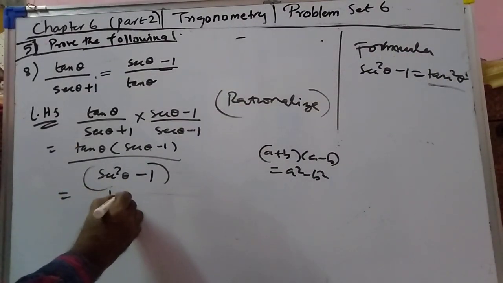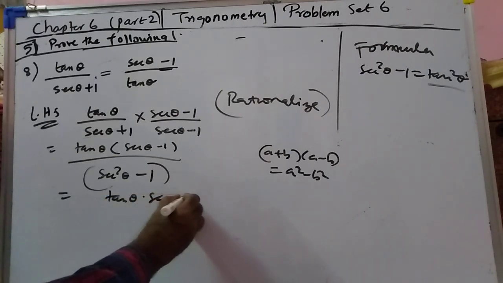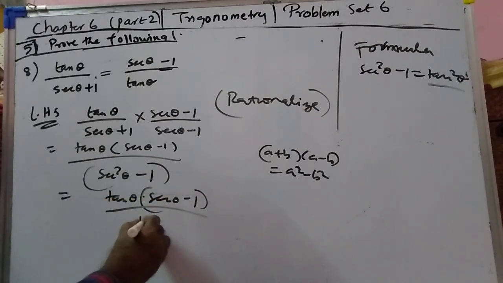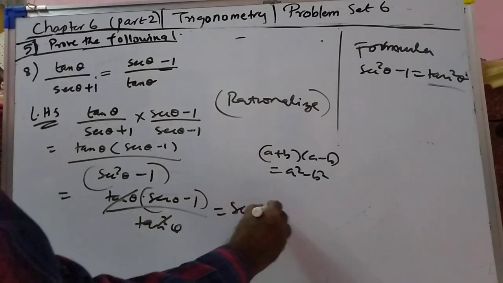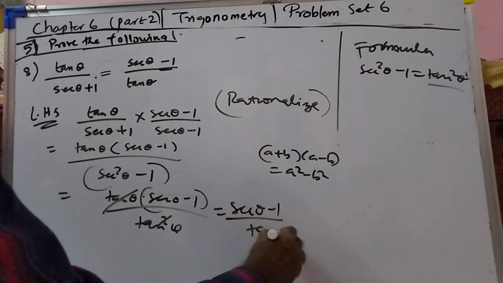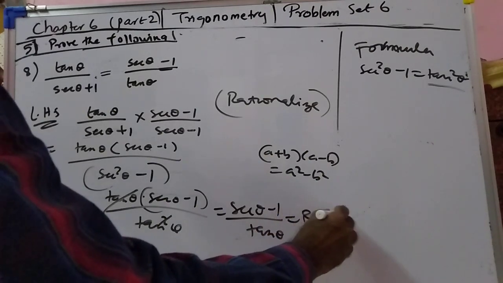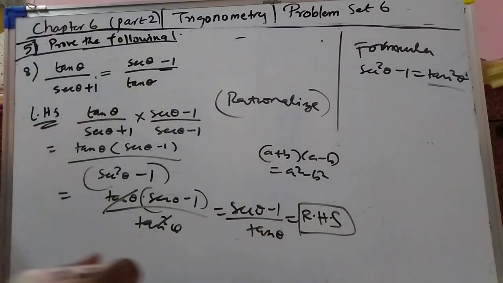So that will become tan theta into (sec theta minus 1) upon tan square theta. Cut this. That will become (sec theta minus 1) upon tan theta. That is equal to right hand side. Okay. I hope you got that. Next we do another problem.